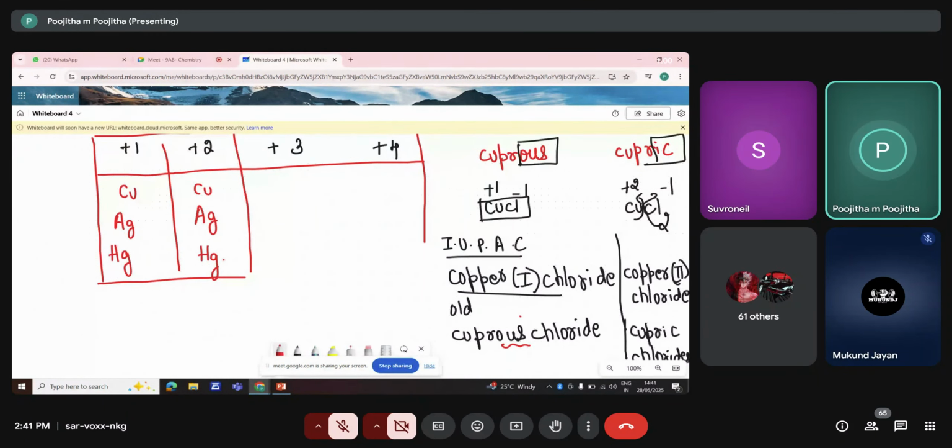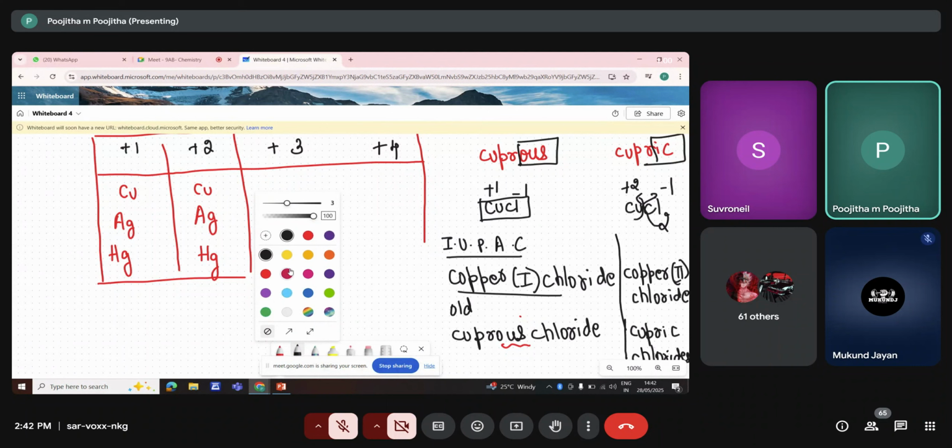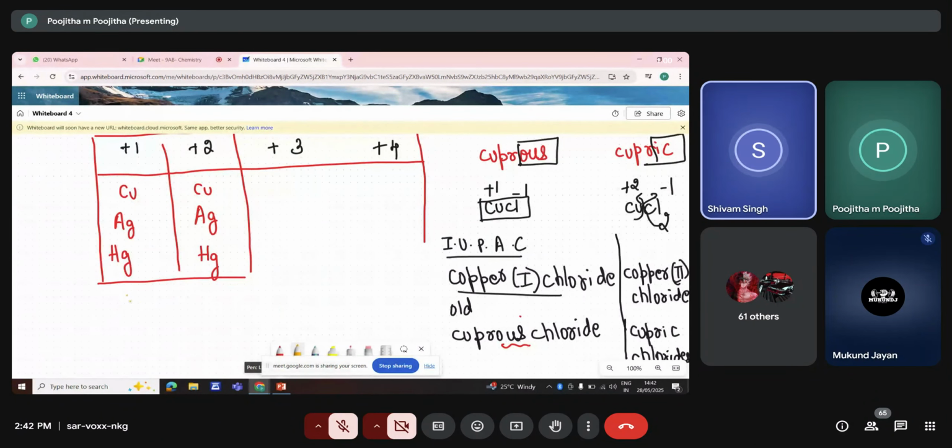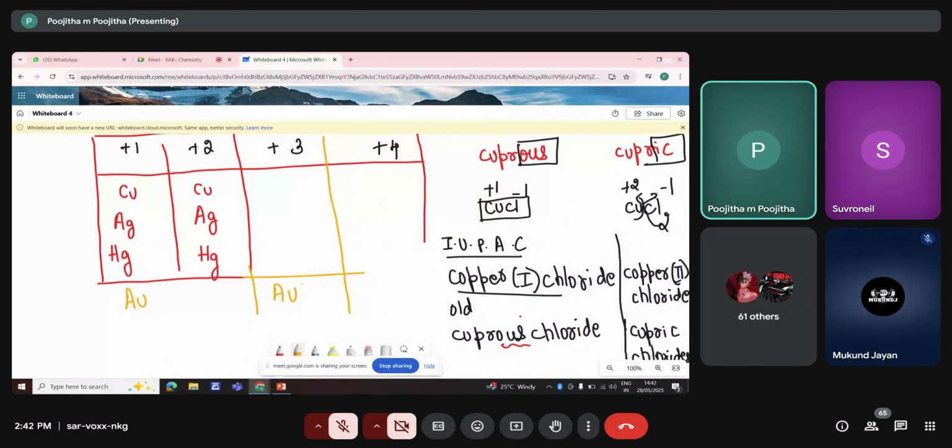Okay. Moving on to the next element. Which element will exhibit variable valency of 1 and 3? Let us finish. Gold. Gold exhibits variable valency of 1 and 3. That is why I have written it under the column 1 and 3. So gold 1, aurous. Gold 3, that is auric.